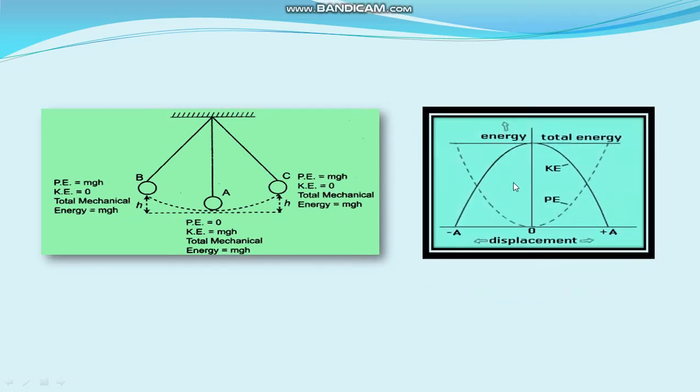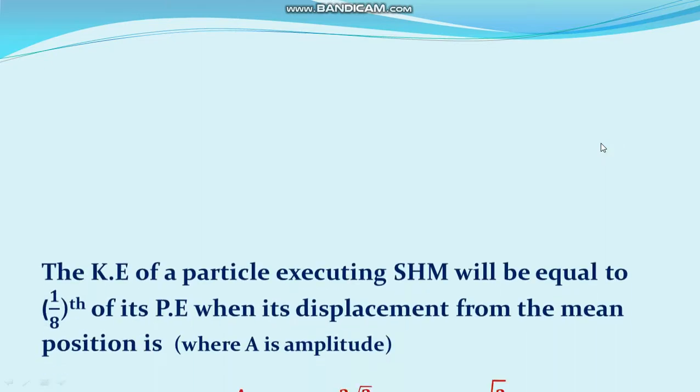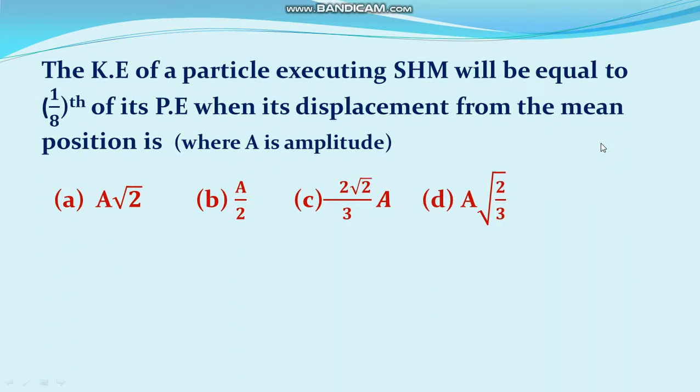This graph indicates the variation of potential energy, kinetic energy and total energy in simple pendulum. So this dotted curve indicates potential energy, this line indicates kinetic energy, and this one indicates total energy. Let us start solving some problems.